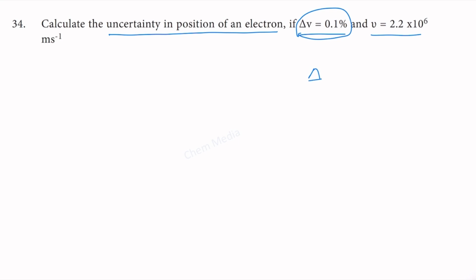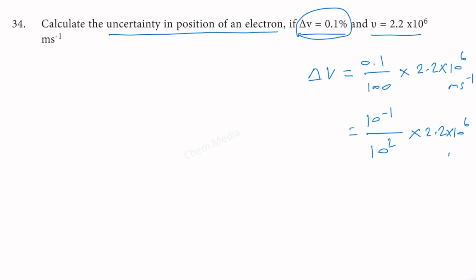Therefore, the actual delta V should be equal to 0.1 divided by 100 times 2.2 times 10 to the power 6 meter per second. This we can write as 10 to the power minus 1 divided by 10 to the power 2 times 2.2 times 10 to the power 6 meters per second. So, this will become 10 to the power 4. We have 10 to the power minus 1 here, so it will become actually 10 to the power 3. So, actual delta V is equal to 2.2 times 10 to the power 3 meter per second.